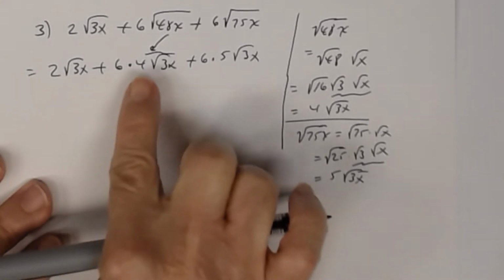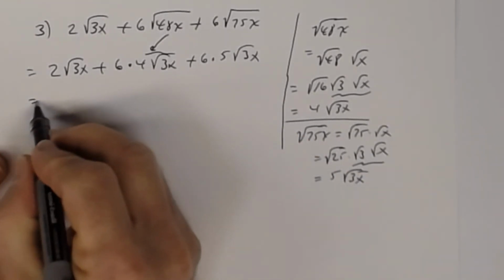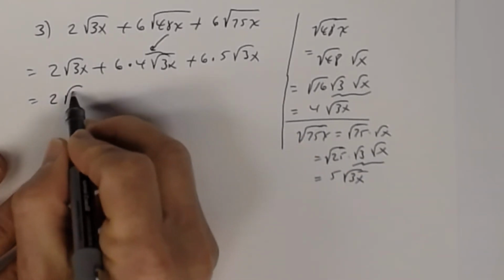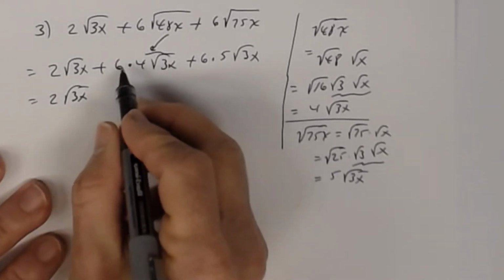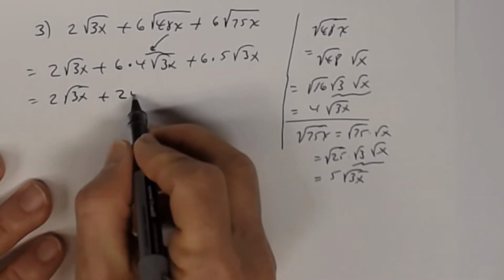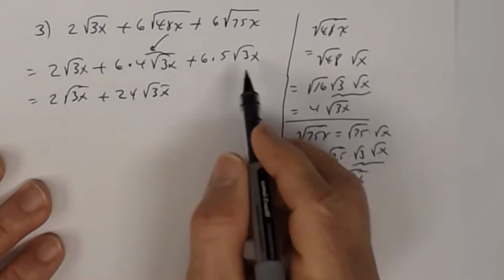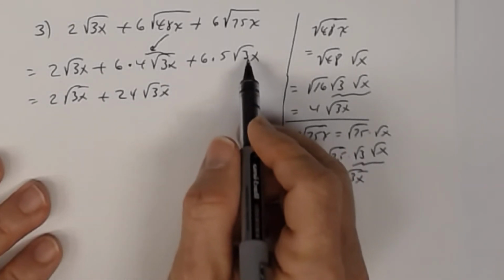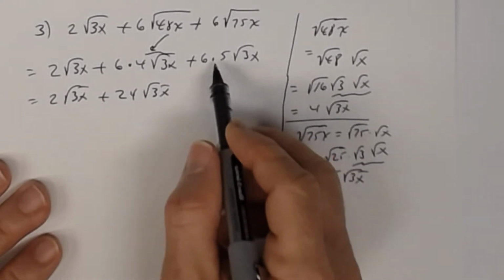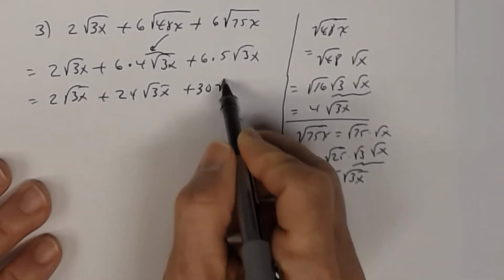All right, let's simplify each of those further. So this stays 2 square root of 3x. Here I can multiply 6 and 4 together, so that becomes 24 square root of 3x. And 6 times 5 times the square root of 3x is equivalent to saying 30 square root of 3x.